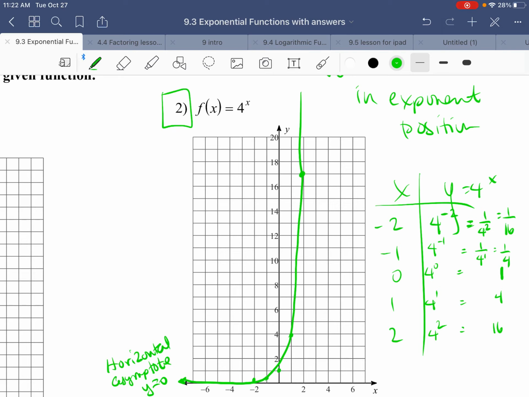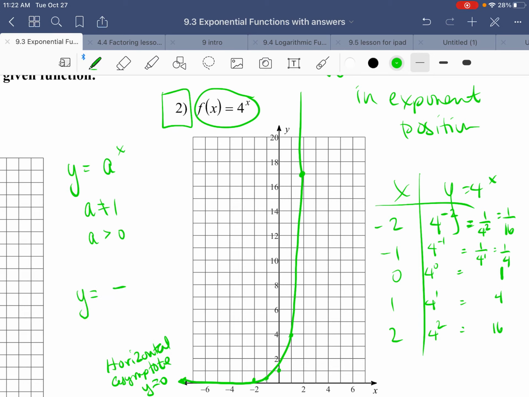And that's true for the parent function. So this is a pretty basic function in that it doesn't have any transformations. The 4 can change. It can be 2, it can be 4, it can be 5. It'll never be 1, and it'll never be negative. So you've got y equal to a to the x, where a will never be 1, and a is always positive.